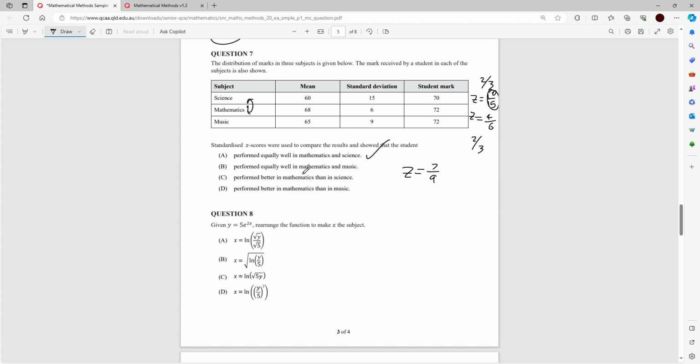Performed equally well in math and music. That's incorrect. Performed better in math than science. That's incorrect. Performed better in math than music. That's also incorrect. So the correct answer is A, because music has the highest Z-score and math and science are equal. So that is the only statement there out of these ones that is true.